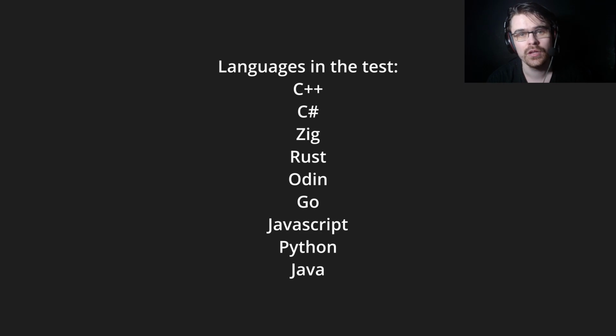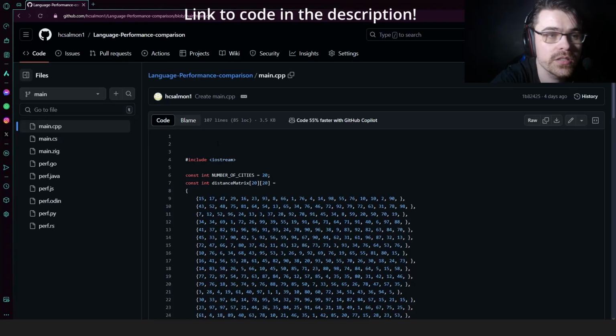So apparently I was completely wrong with the amount. The languages actually were 9. I added 2 at the end, I just forgot. So the languages we're going to test are C++, C#, Zig, Rust, Odin, Go, JavaScript, Python, Java. I think that's all of them. I will list if I forgot any. So here I'll just go through the code.